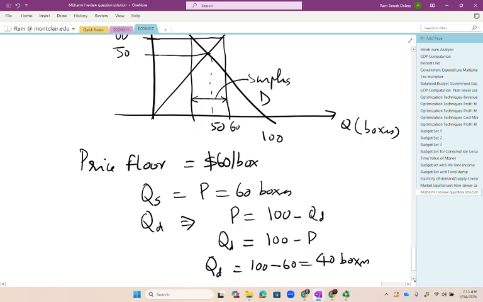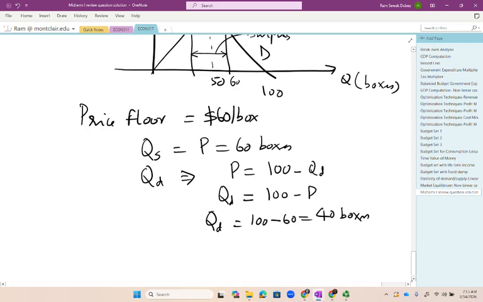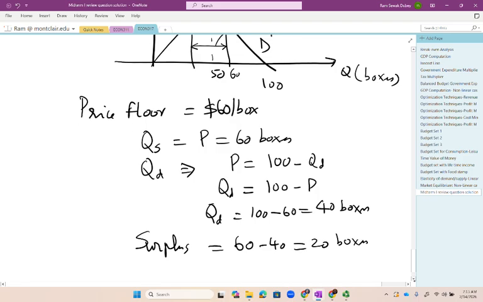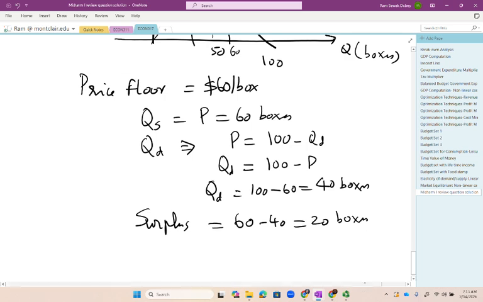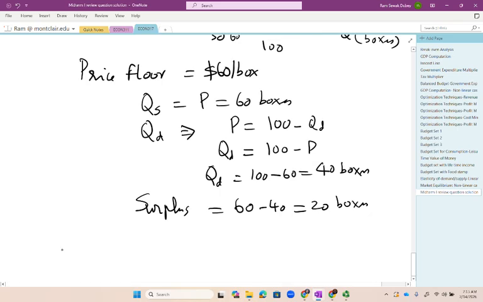So buyers want to buy 40 boxes, sellers want to sell 60 boxes. So we have a surplus, which turns out to be 60 minus 40, 20 boxes. So that's the price floor. Remember, for price floor to be effective, it must be the case that it is above the market equilibrium. The last part deals with the price ceiling.